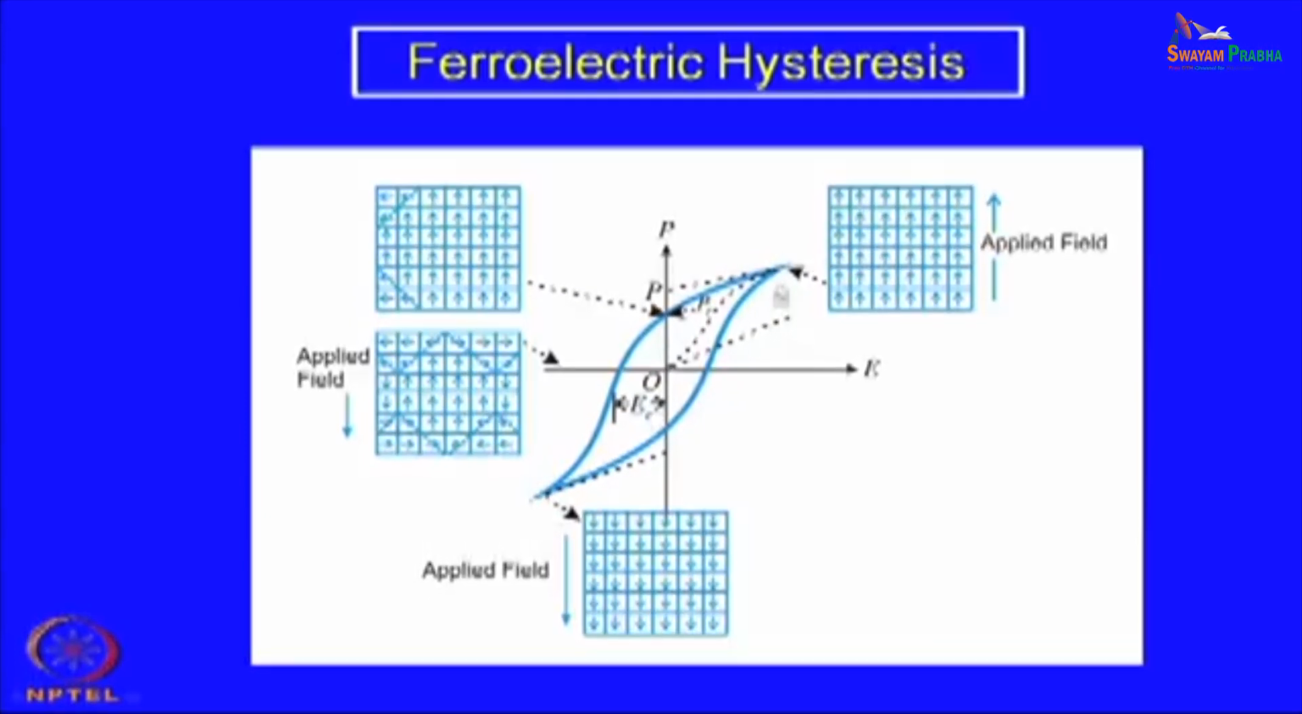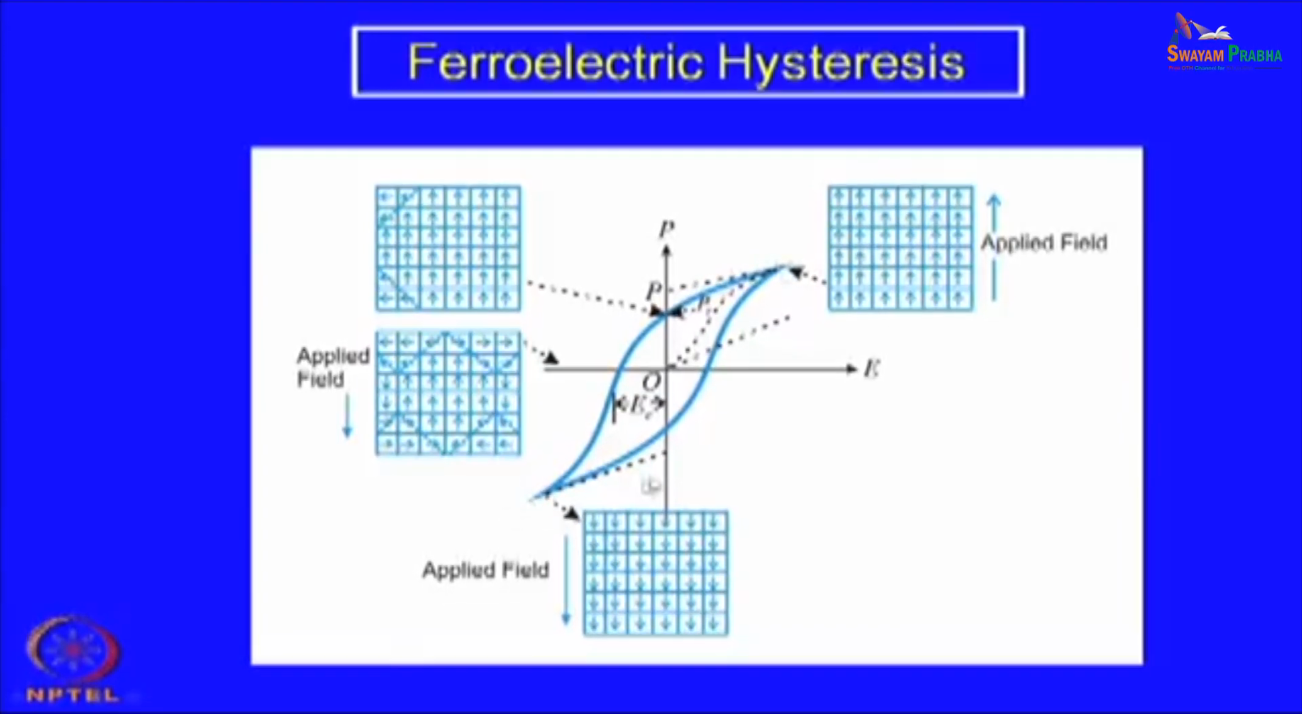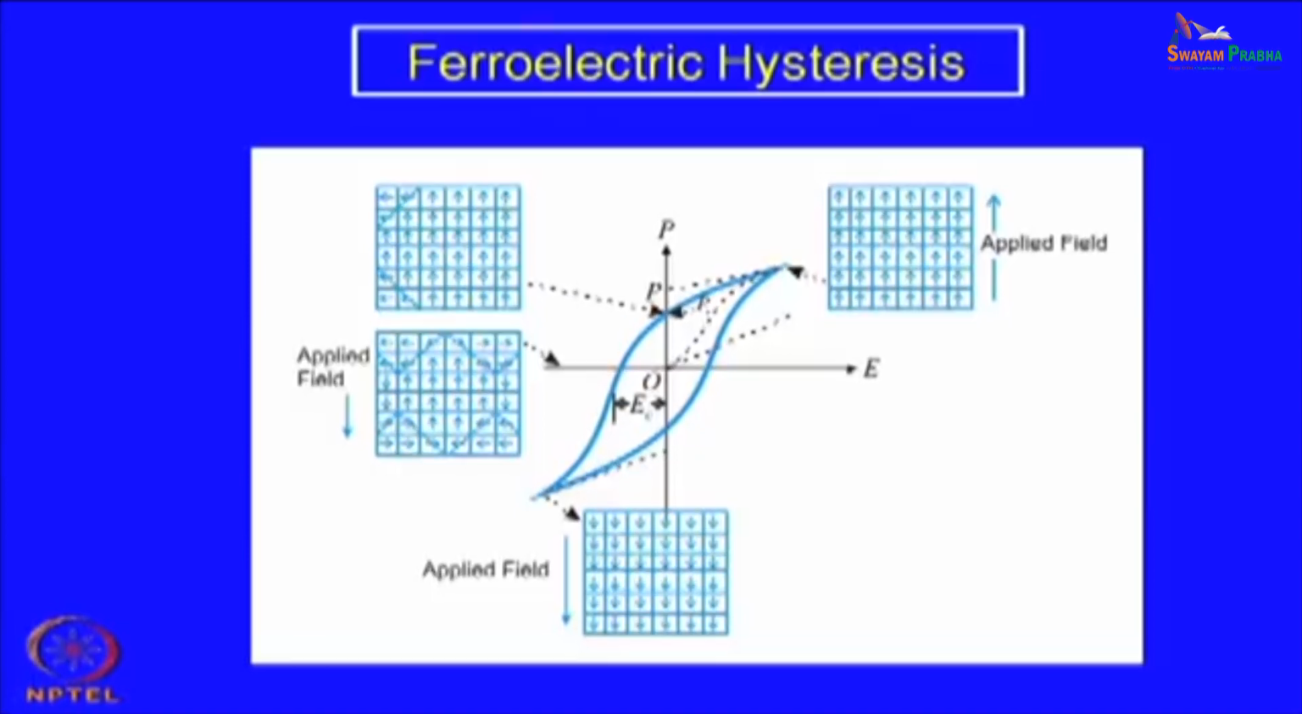By increasing the applied field, it follows one particular curve, whereas by decreasing it follows another. So, if you cycle it, it follows like that. Initially it started with this, and once it reaches saturation it continues in this pattern. This is what we call the hysteresis loop, sometimes called a hysteresis diagram.